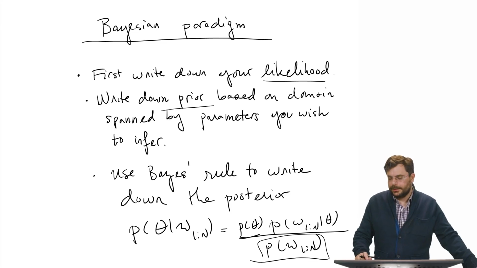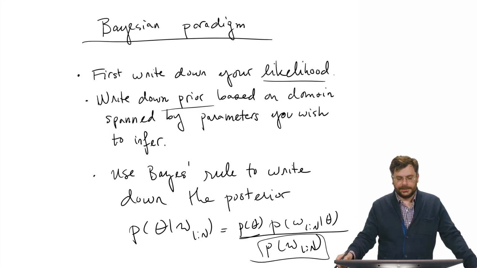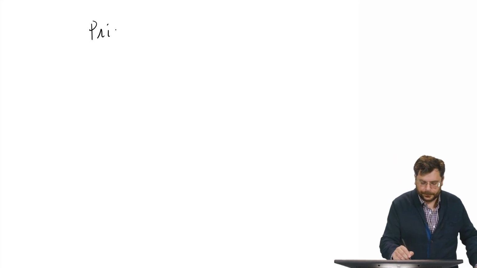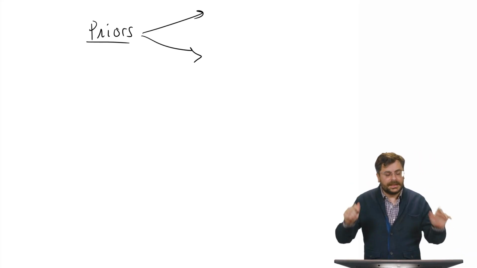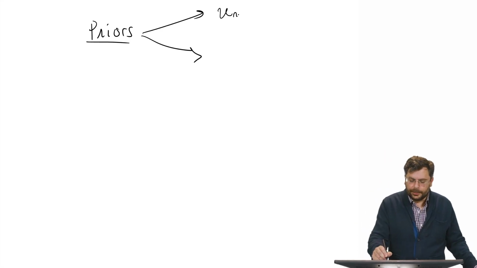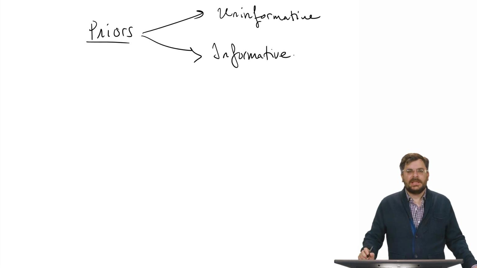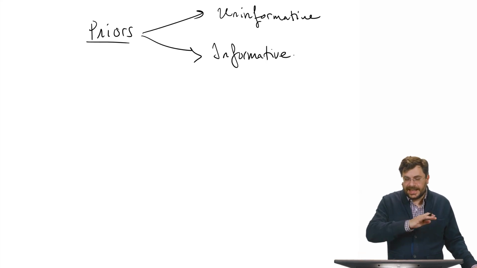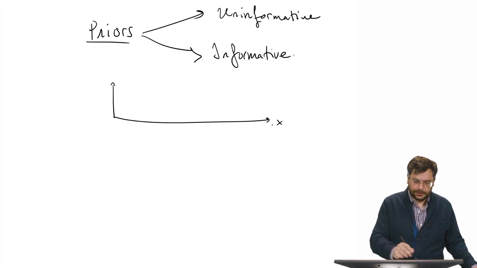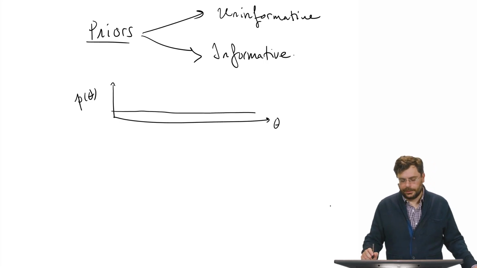So let's go ahead and talk about priors and different kinds of priors. Broadly speaking, there are two kinds of priors: uninformative and informative priors. An uninformative prior is a prior which is as flat as possible over the domain, over the range of parameter that you care to estimate. So this would be, for example, some prior, let's call it theta, which is very flat over a large region.